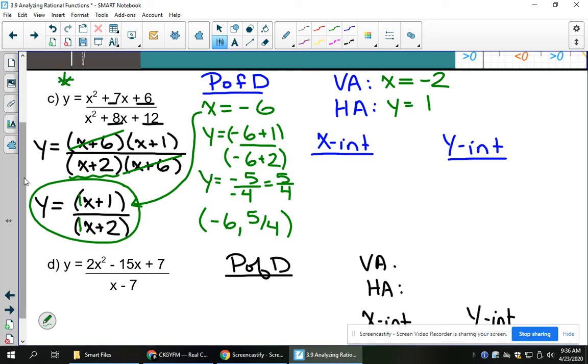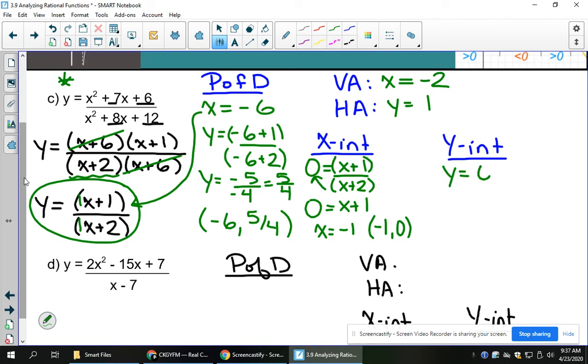Okay, if you put this x equals -6 point of discontinuity back into the original, you're going to run into problems. You won't be able to find it. So you have to put it into the simplified version. Same thing for the x-intercept. I'm going to make y 0. My algebraic steps are going to be multiply the bottom up, which just gives you 0, and then -1 to move it over. So my x-intercept here is at -1, 0. And my y-intercept is at 1/2.